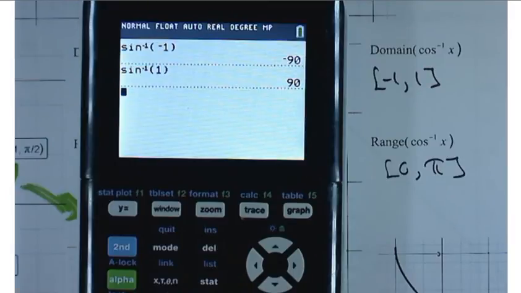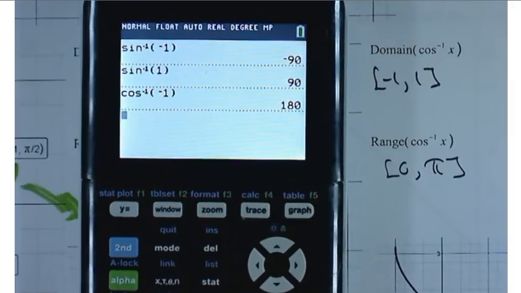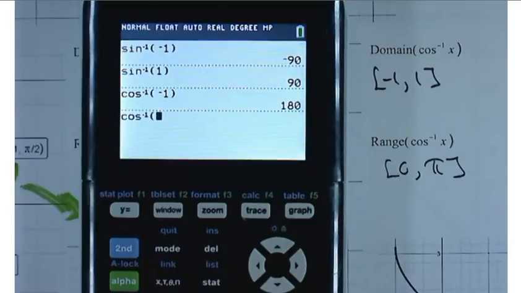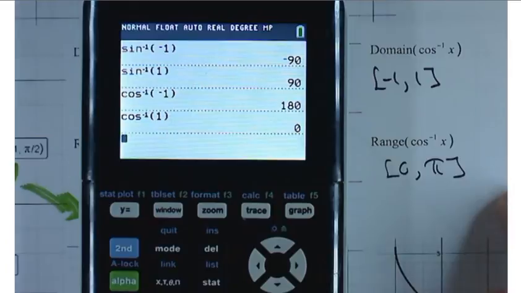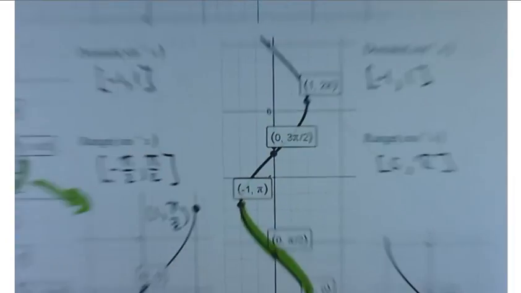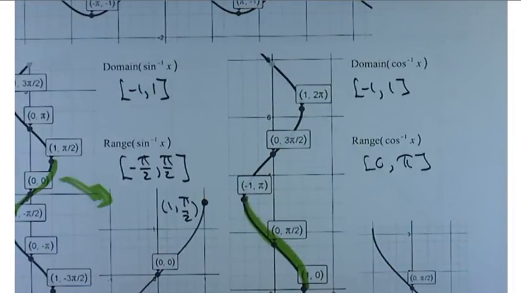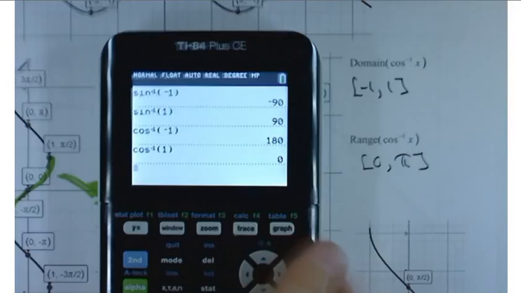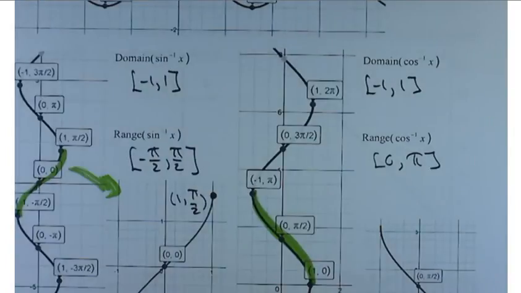How about for the inverse cosine? Inverse cosine of negative 1. 180. What about the inverse cosine of positive 1? 0. So there you go. The degree version of 0 to pi is exactly what this is. So if you're stuck, you can kind of reproduce these things for yourself. It's a little way to use the technology you have right here to help you out.